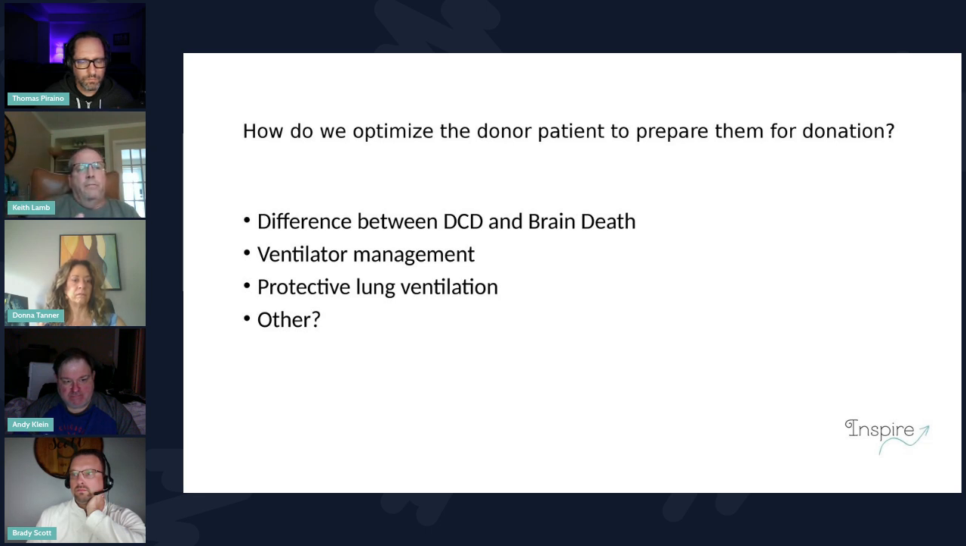So that's the brief version of what the difference between brain death and donation after circulatory death are. We'll talk a little bit about ventilator management, protective lung ventilation, and then open to discussion in terms of whatever else there might be to talk about.